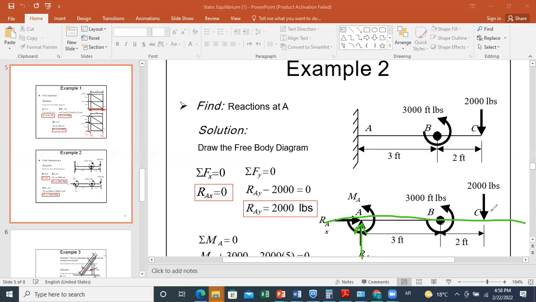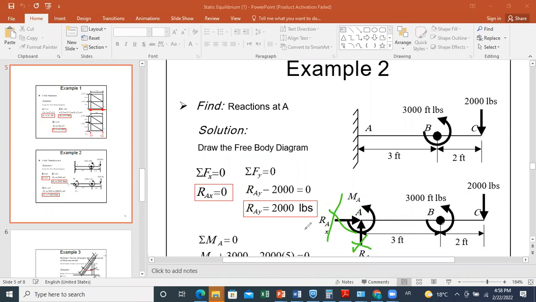Now, why is it better to take A? Because if I made a calculation error in Ry, it will not affect my result for the couple. So try to take the point which reduces the need of using your calculated values. Try to use the given values as much as possible. So if I choose sum of moments about A, I need neither RAX nor RAY.